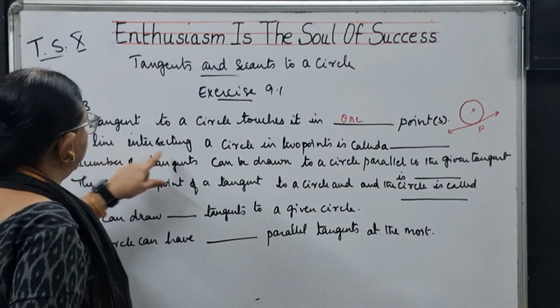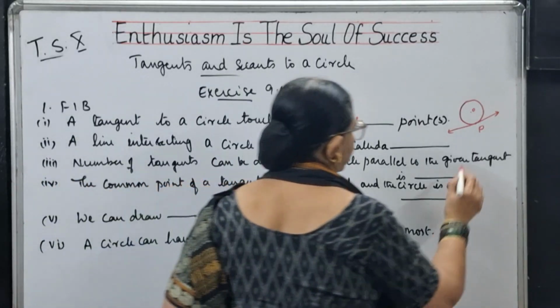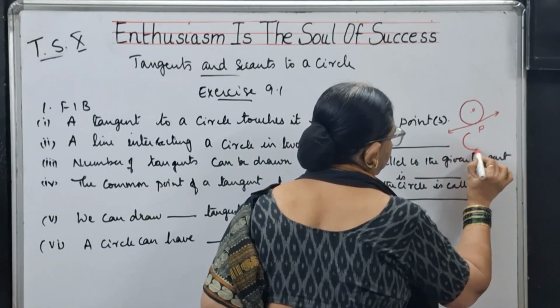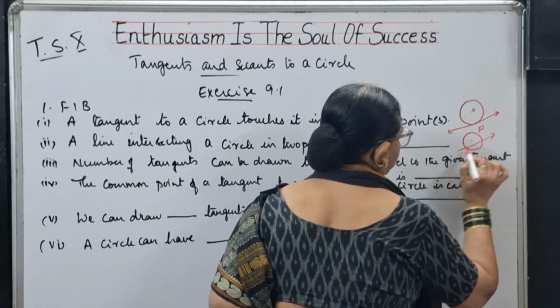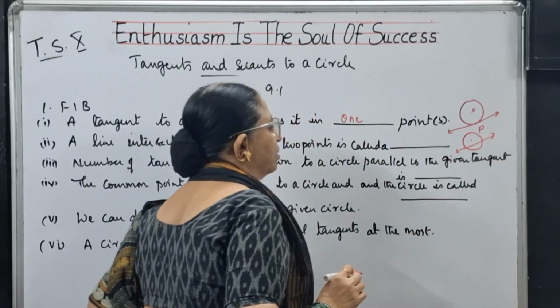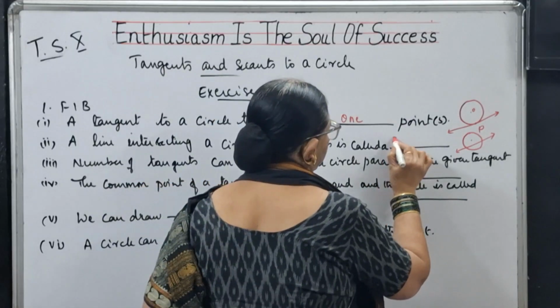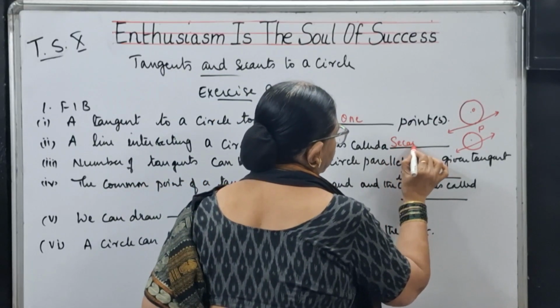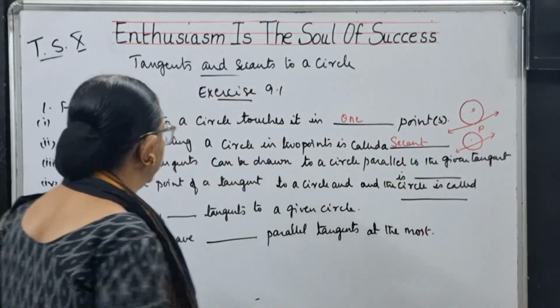Next, the line intersecting a circle in 2 points is called. See, you have got a circle here. This is the center, this is the line which is intersecting the circle at 2 points. Then what do you call it? We call it a secant. This is tangent, this is secant.